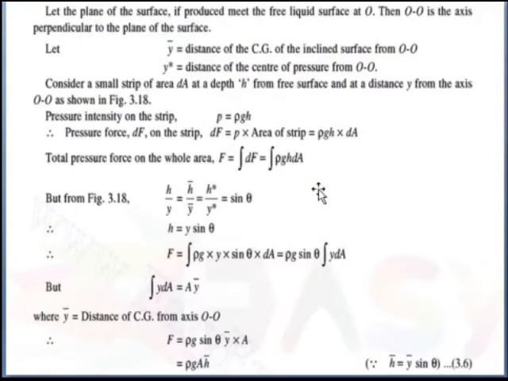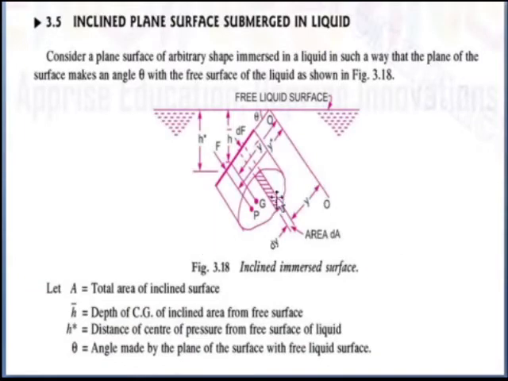Okay, then consider a small strip of area dA. In the figure you can see here is the strip. Consider this strip, and the area of this strip is dA, which is at the depth h from the free surface of the liquid. This strip is at the distance h from the free surface of this liquid, and at a distance y from the axis OO.